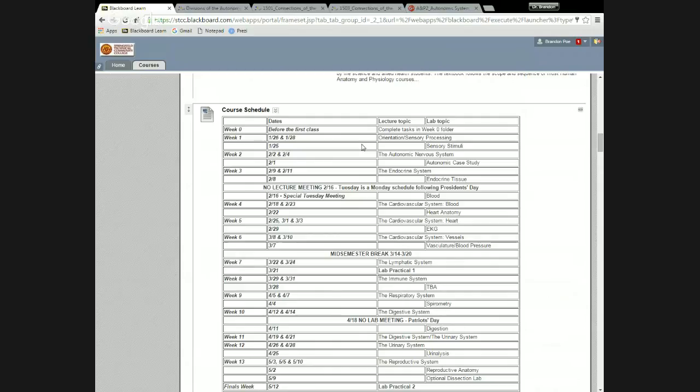Along with the fact that for the 16th, it tells you that there's a special Tuesday meeting for lab, because that's the day after President's Day, and we follow Monday's schedule that day. And then the one after this would be Wednesday.